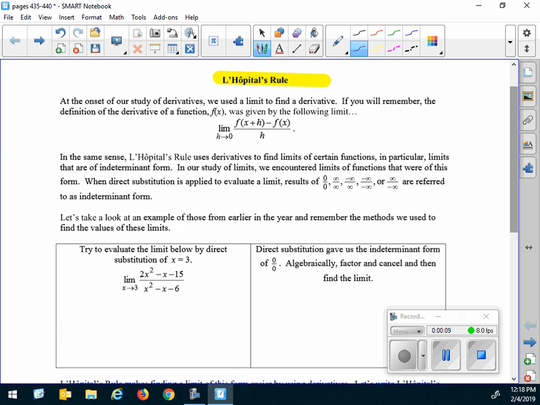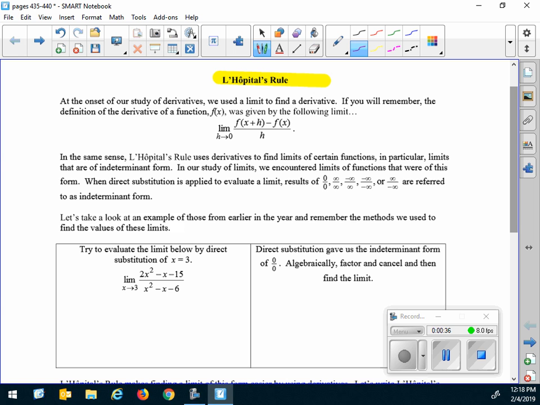This lesson is called L'Hopital's rule. Now, L'Hopital's rule just became a part of the Calculus AB curriculum 2 years ago. It's always been a part of the Calculus BC curriculum. There's no particular reason, because it's real easy. It's easy. And in fact, it really will help you a lot when you find limits.